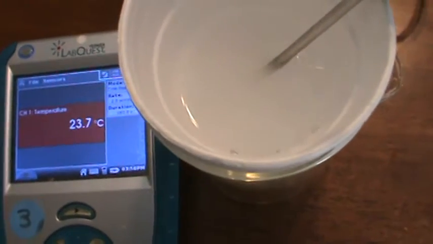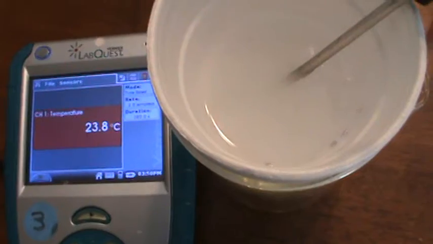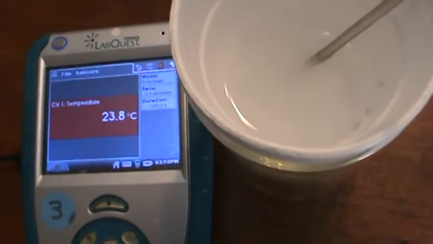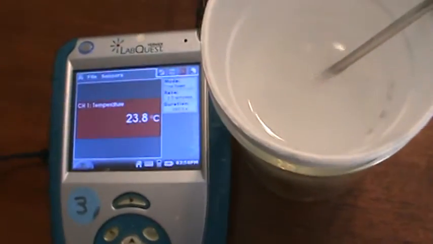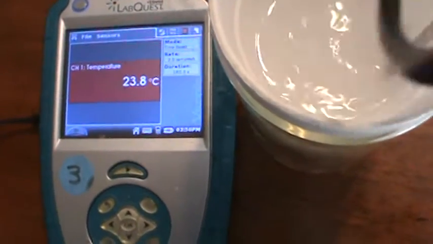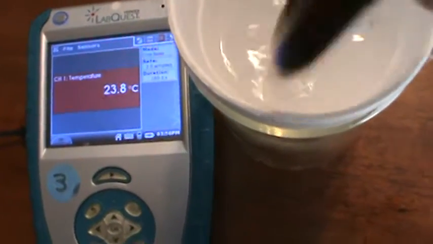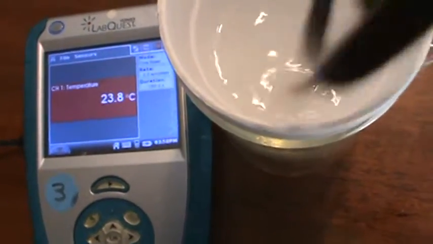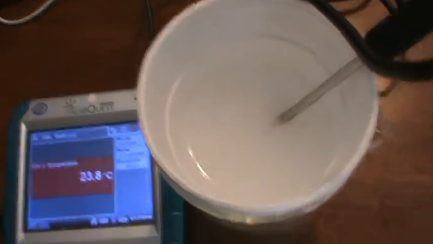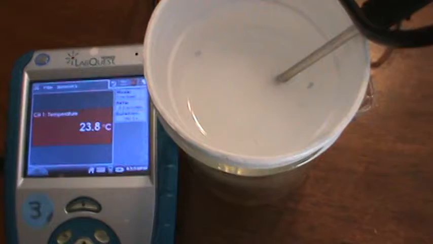So once we calculate our Q, or our heat change for our water, we have to reverse that, because the Q of our water is equal to the opposite, or the negative, of the Q of the reaction. So you just have to switch the sign.